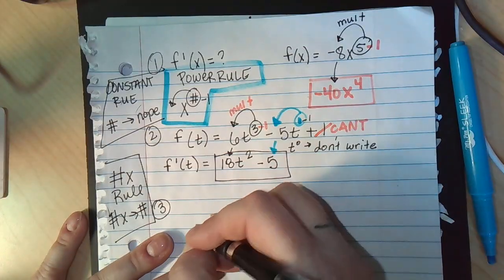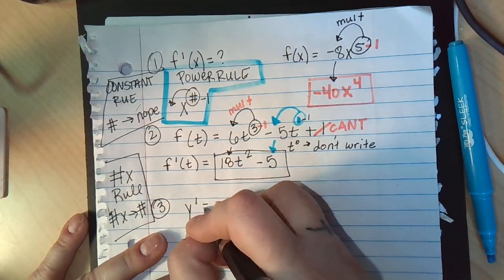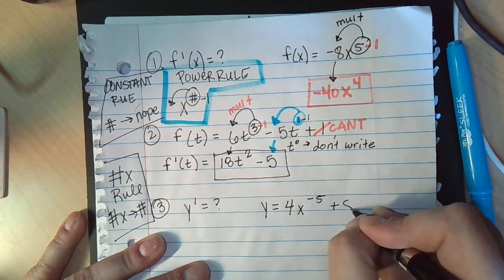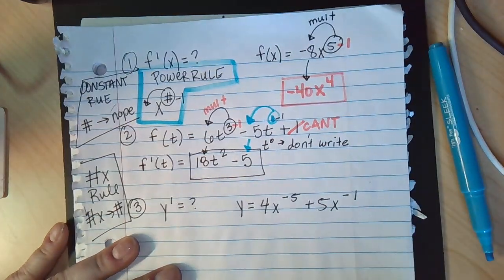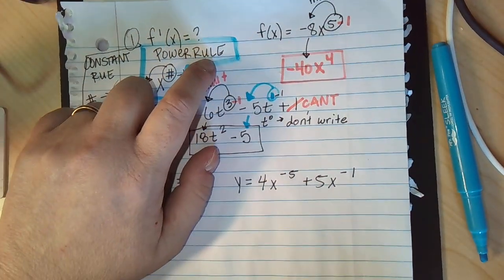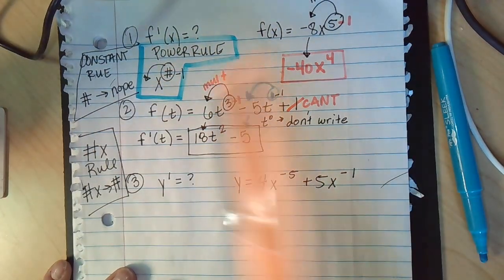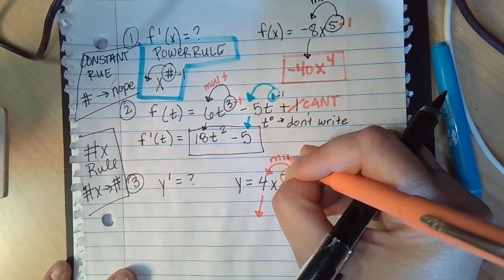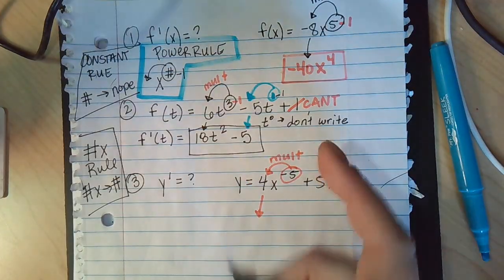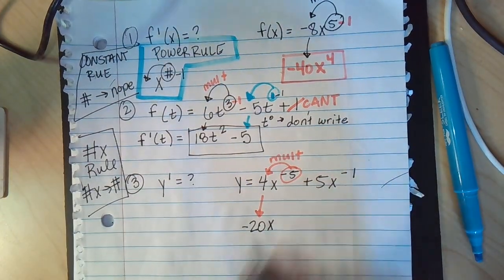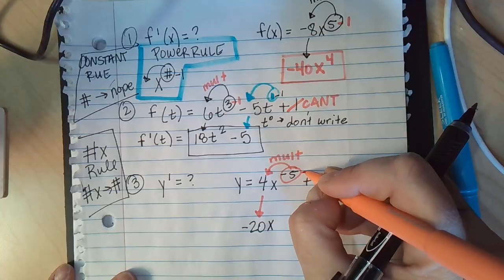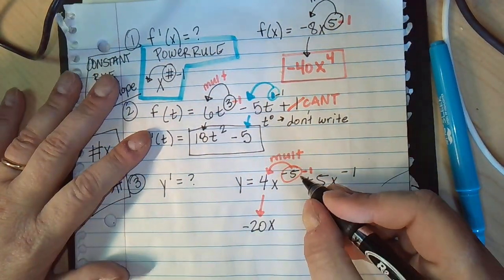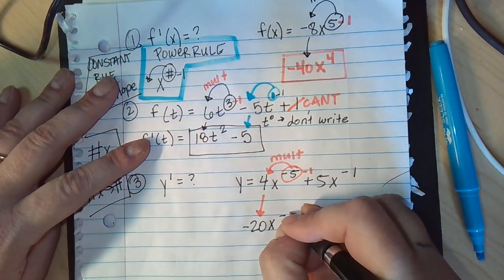Okay, number 3 says find y prime, where y equals 4x to the negative 5 plus 5x to the negative 1. We're going to use that same power rule where we take that negative 5, multiply it with what's in front, and bring it down. So negative 5 times 4 is negative 20. Then you write x, and you subtract 1 from that exponent. This is tricky because when you subtract 1, it does not give you negative 4. It gives you a bigger negative number.